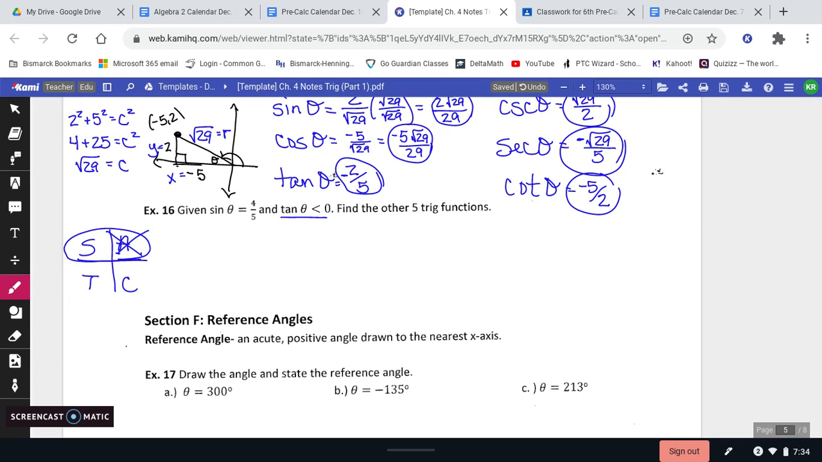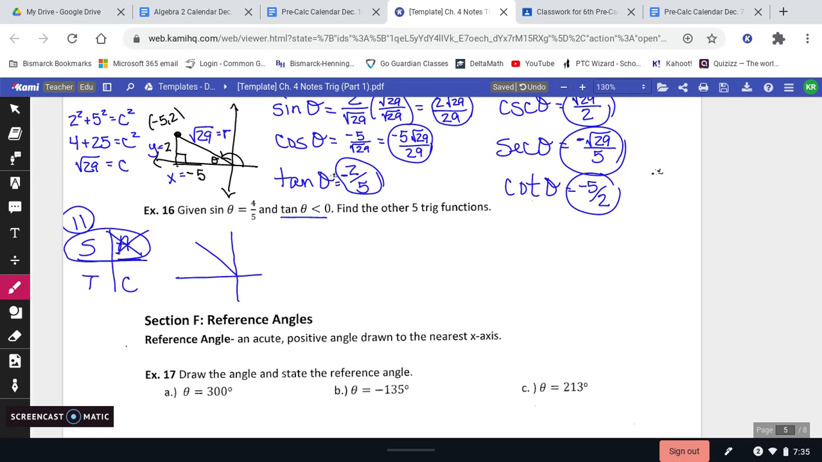So we're not going to be in the first quadrant because tangent's positive in the first. We will be in the second quadrant. When sine is positive in that quadrant, that means cosine and tangent are both negative in that quadrant. So we are going to be in the second quadrant.